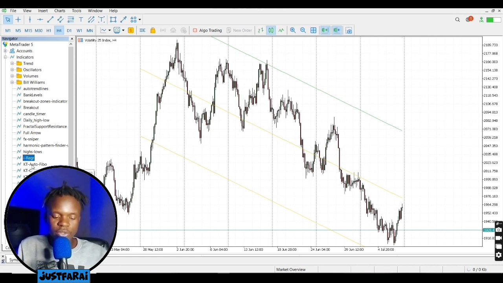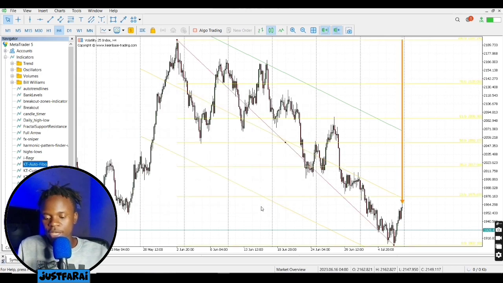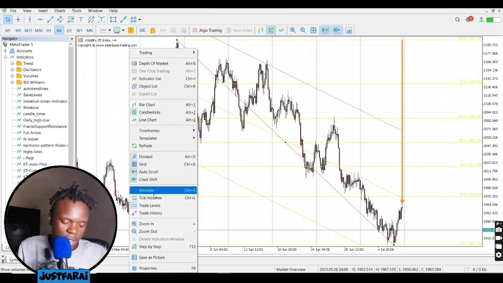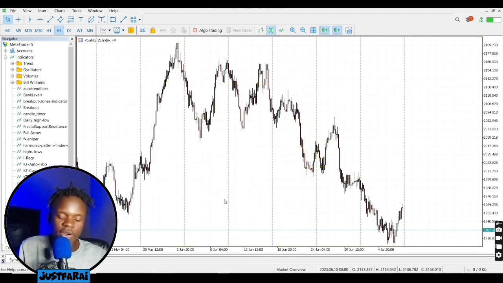I also use this KT auto Fibonacci indicator, considering that I do not want to waste my time plotting these points right here. You can see that price touched here and this bottom point here and created all this. So this auto Fibonacci plots those Fibonacci points automatically without you doing anything. These indicators work on any time frame, so you can use them considering what type of trader you are.